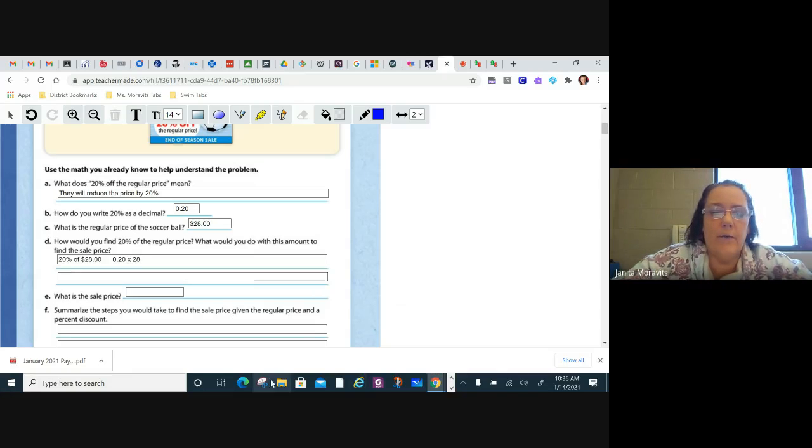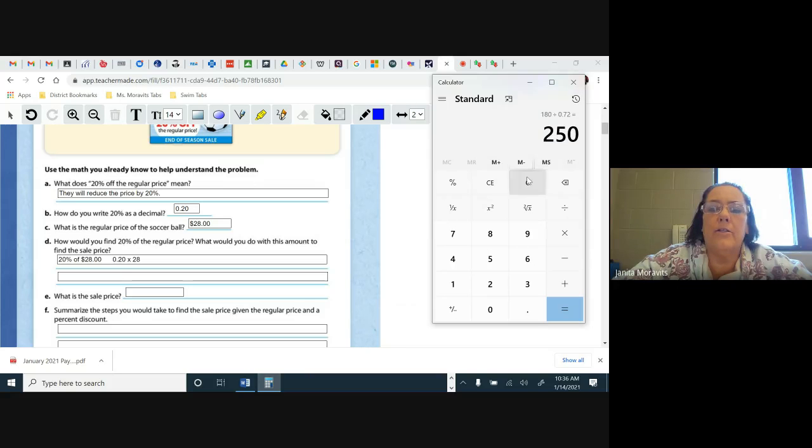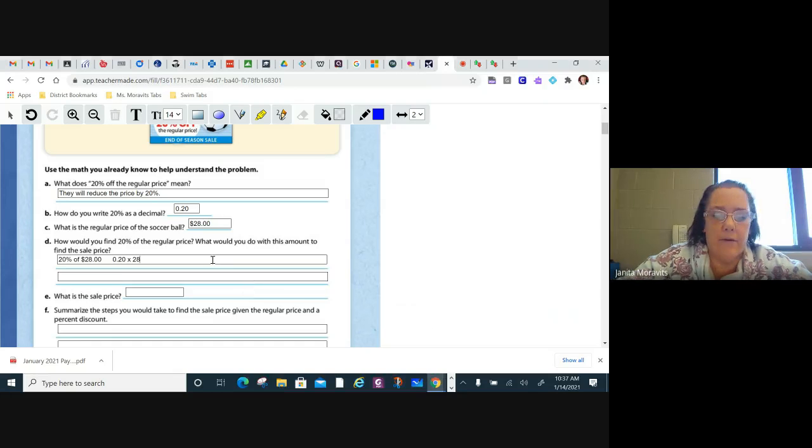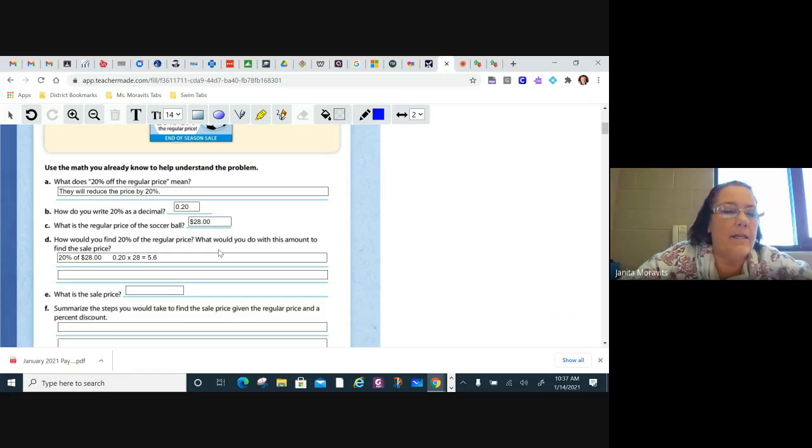All right, so if we were to find our little calculator here, just because we're doing it this way. We have 0.20. You don't have to type the 0 if you don't want to. You can just put 0.20 times 28 equals 5.6. Now, 5.6 is our decimal, but it is also our price.